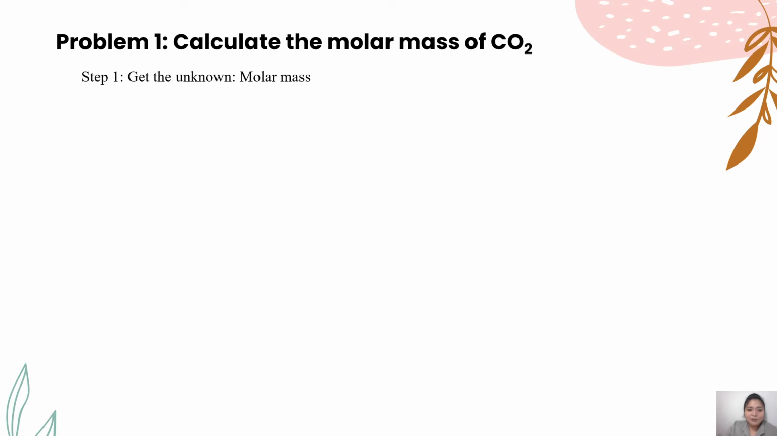So for problem number 1, we are going to calculate the molar mass of carbon dioxide. Again, for our first step, we get the unknown, and this is the molar mass. Of course, the unknown is the molar mass of carbon dioxide. Now, we will proceed with the second step, and this is the chemical formula of carbon dioxide. So we have here CO2, or carbon and 2 molecules of oxygen.